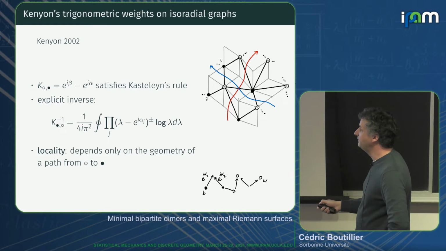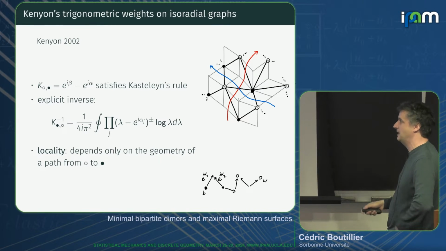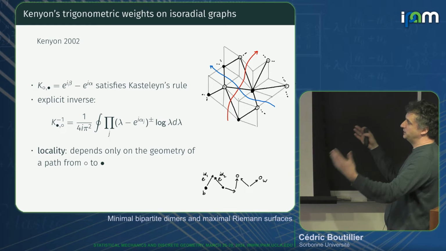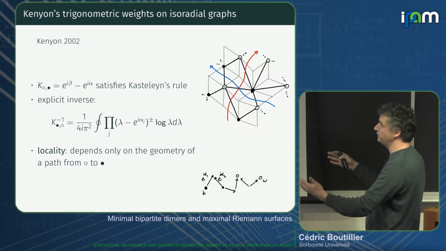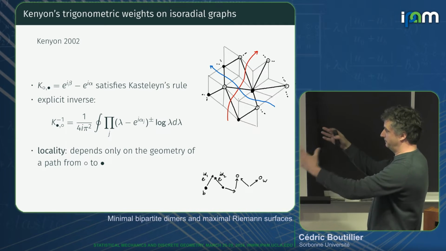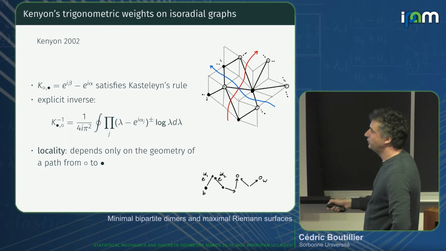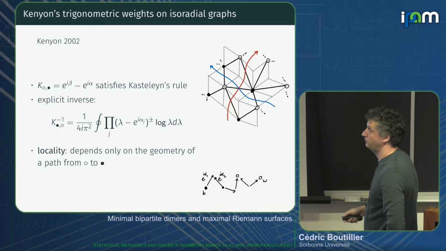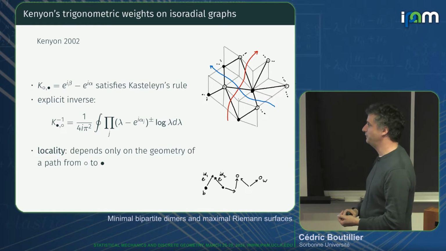And since this quantity, in fact, depends only on the geometry of the path between the black and the white vertex, it means that you can change your isoradial graph outside of this path, preserving isoradiality, and it will not affect the entry of this matrix. So this is a very striking feature.